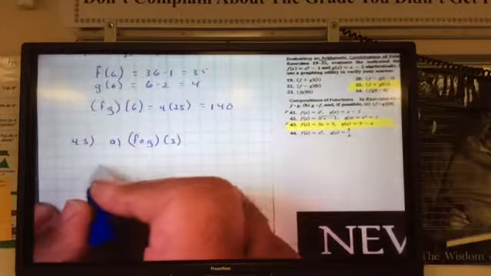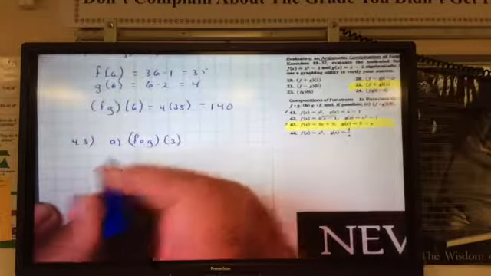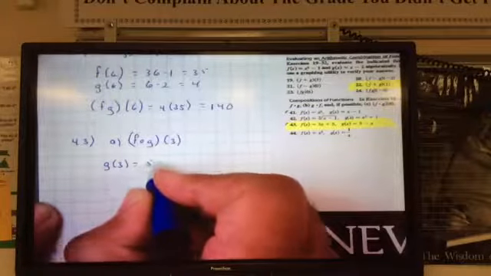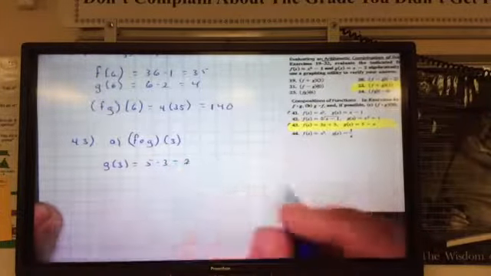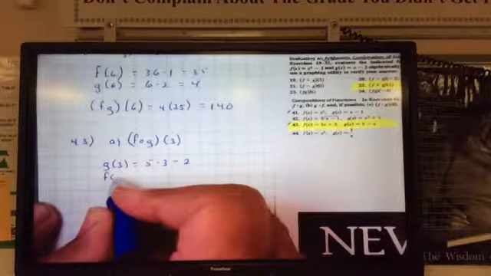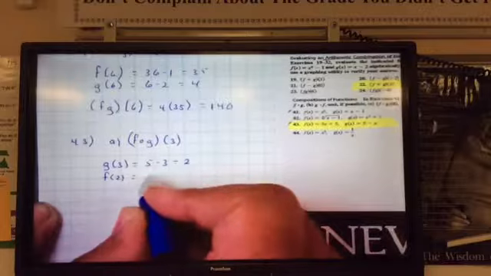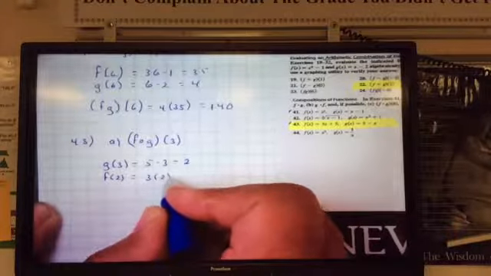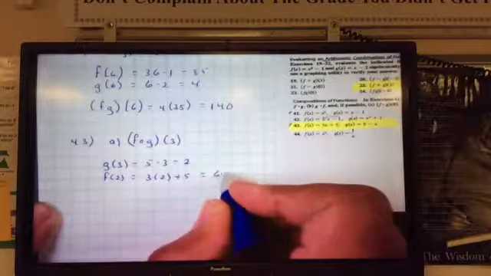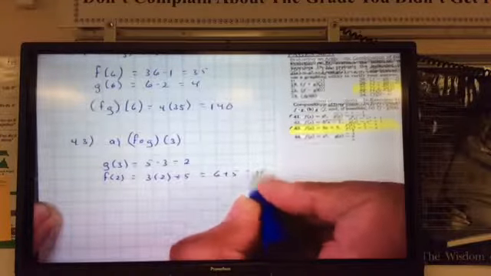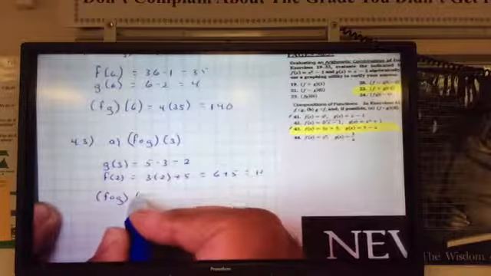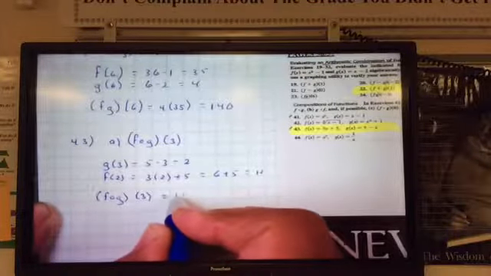So for this one, I'm going to plug 3 into g. So g of 3 is 5 minus 3, which is 2. Since 2 came out, I'm going to plug that into f. So f of 2 would be 3 times 2 plus 5. So this is 6 plus 5, which is 11. So the composition, f composed of g of 3 equals 11.